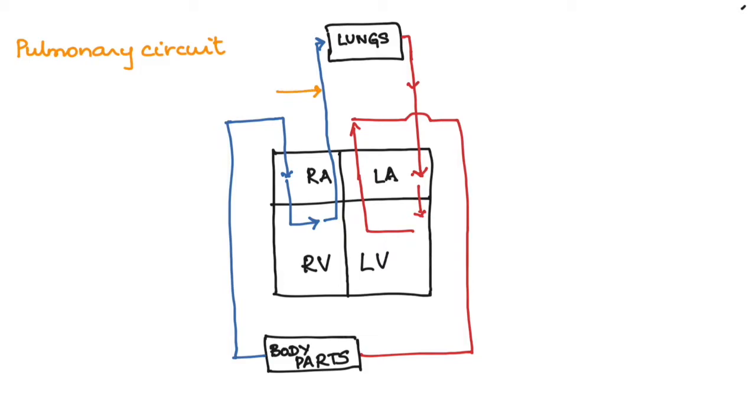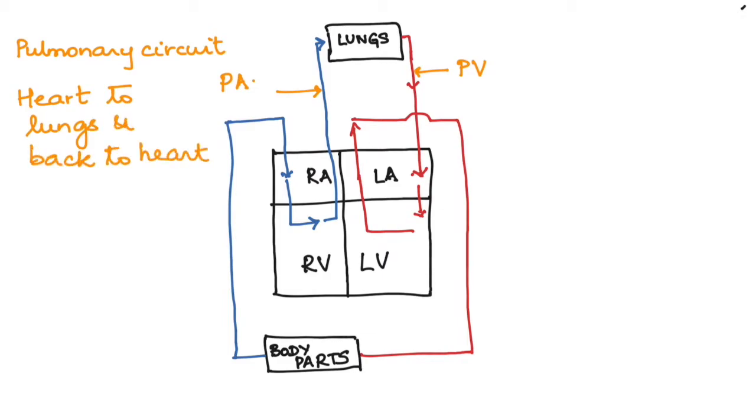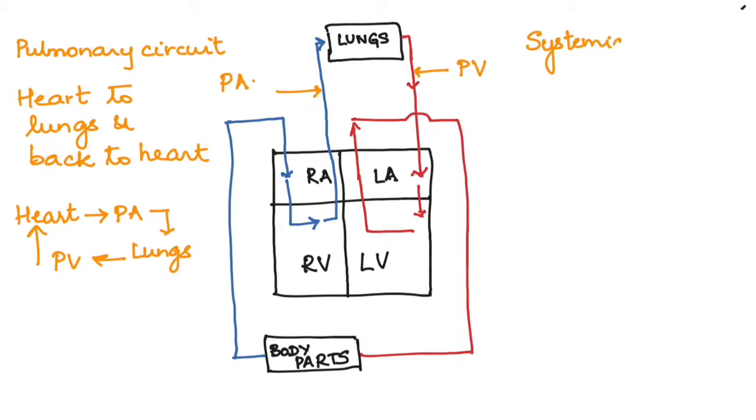So the blood moves from the right ventricle to the lungs and it returns back to the left auricle. So here the blood moves from the heart to the lungs and back to the heart. This circulation is called as the pulmonary circulation or pulmonary circuit. So this involves the blood moving from the heart, that is from the right side of the heart, through the pulmonary artery to the lungs and then through the pulmonary veins to the left side of the heart.